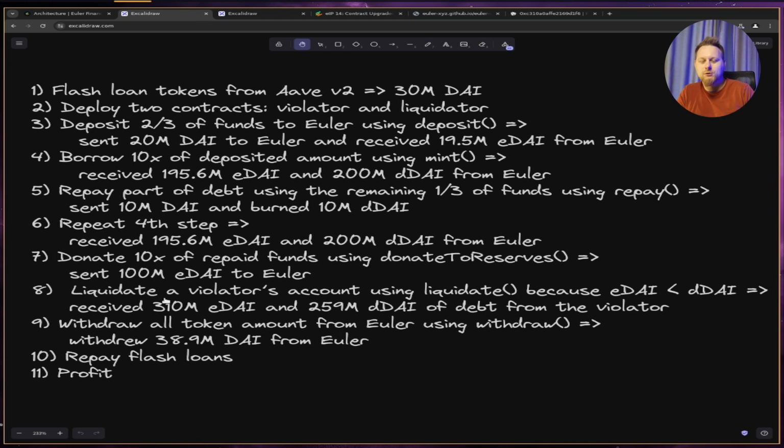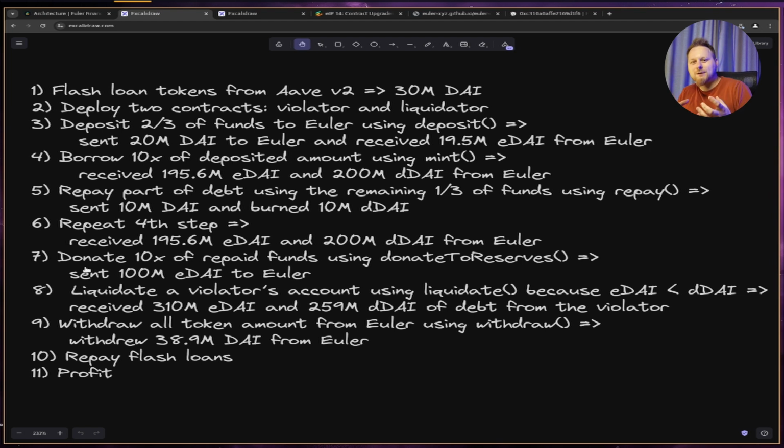Because mint allows you to create dTokens and eTokens out of thin air, up to a huge amount, as we saw here, the user just took 20 million of DAI and turned that into 400 million of DAI. So he did not lose this 100 million eDAI from his account, but he actually burned the eDAI that was created out of thin air for the protocol.